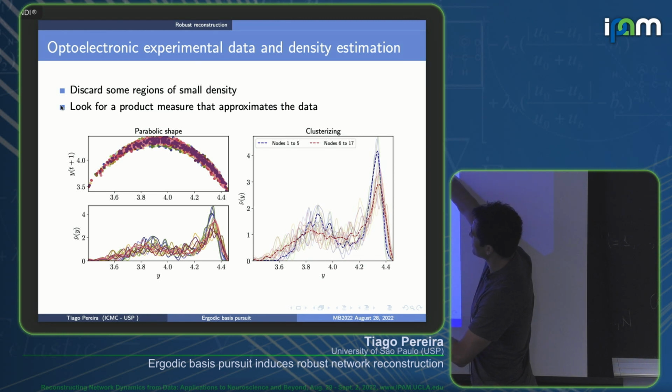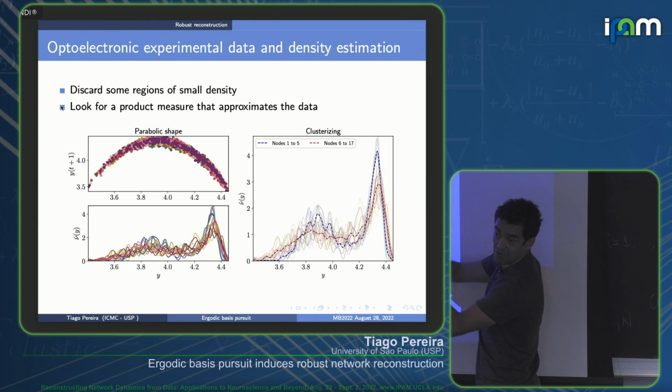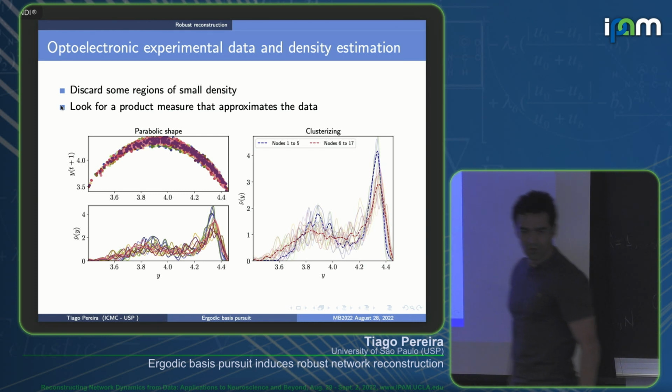So I learned that from nodes 1 to 5, I have a given measure that describes them. And from nodes 6 to 17, I have another measure. So I'm saying I estimate this measure by this kernel density function. And then I say that the true system is described as a product of these two measures.